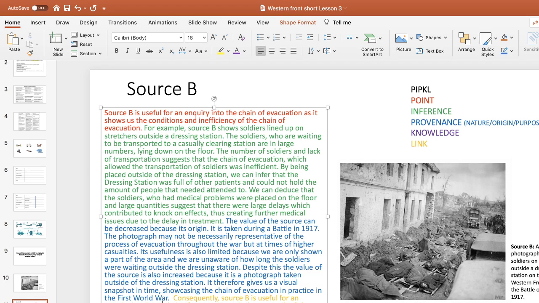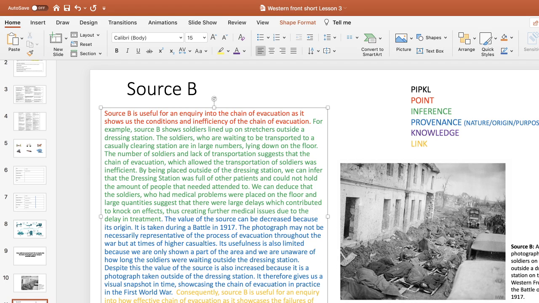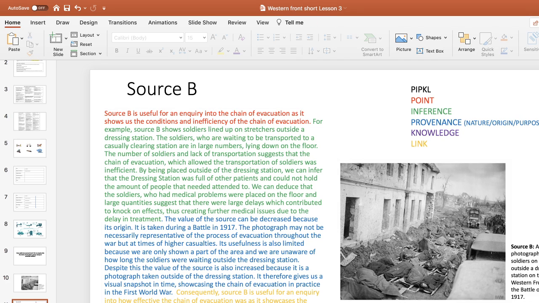actually into how effective the chain of evacuation was, as it showcases the failures of the chain of evacuation and how overwhelmed the system was. Now, that's me just thinking back to the question and focusing that I'm talking about how useful this source is for me when I'm thinking about the chain of evacuation.